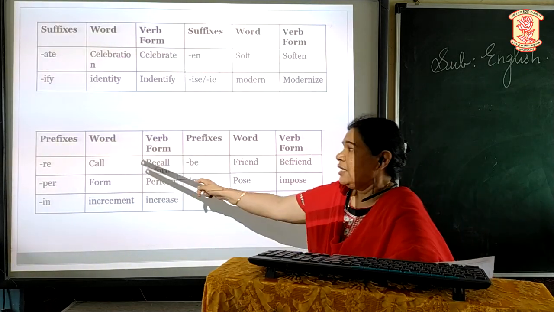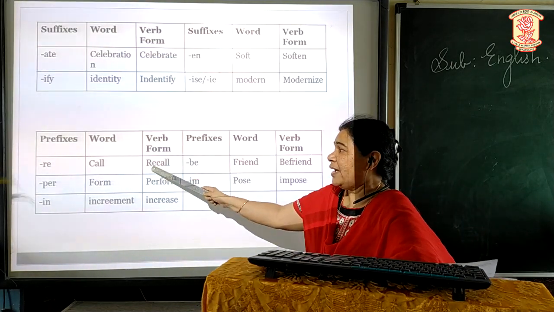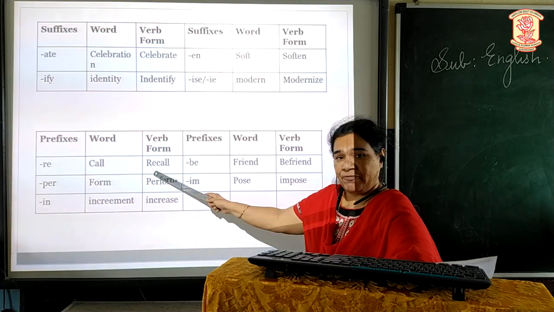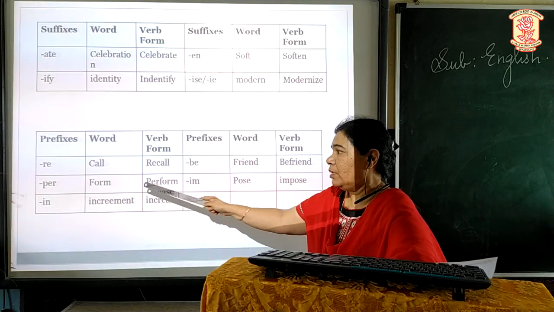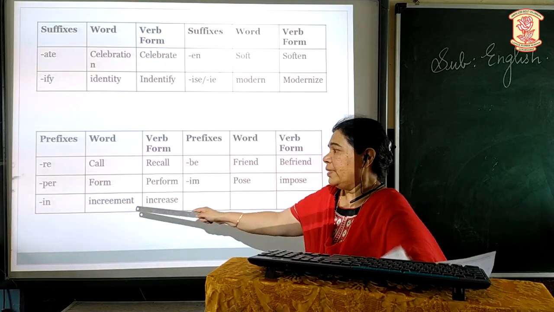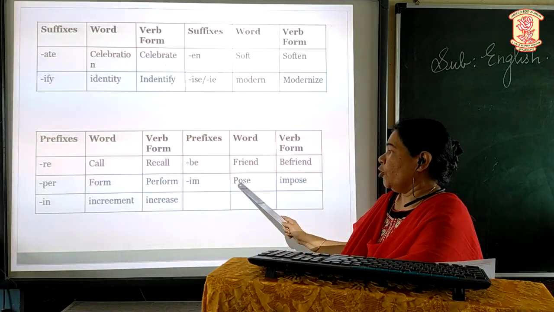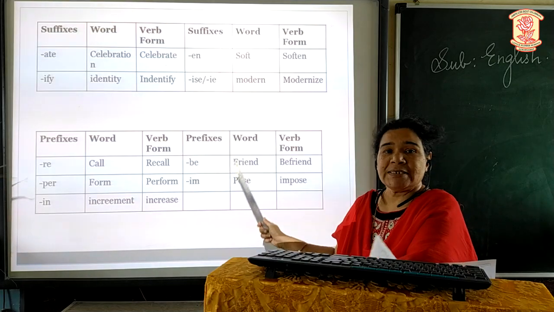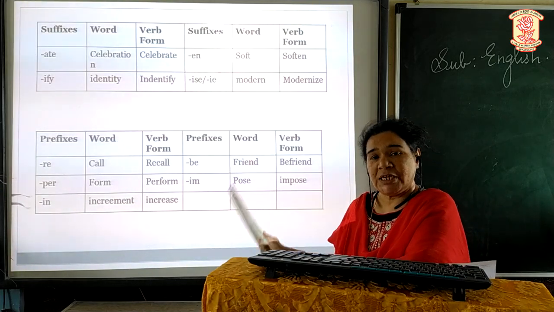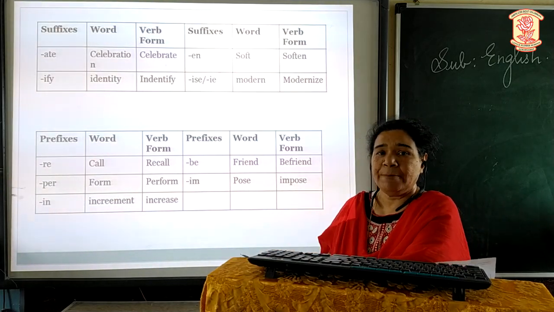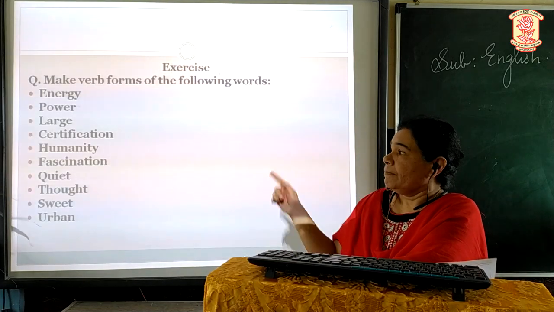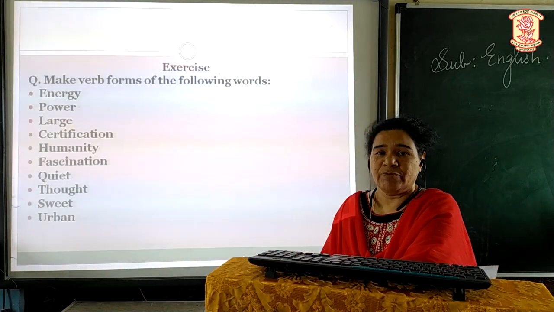Now prefixes. Call, for call you have to add RE, a prefix. Then it becomes the verb form. Then form, perform. Increment, increase. Friend, befriend. Pose, impose. All these are the words that are changed into verb form by using a prefix. Do this exercise. Make the verb form.